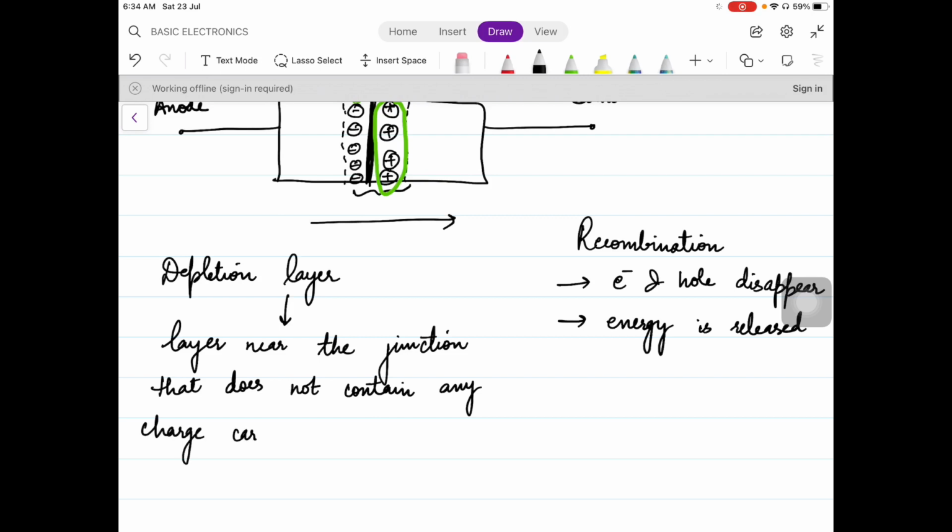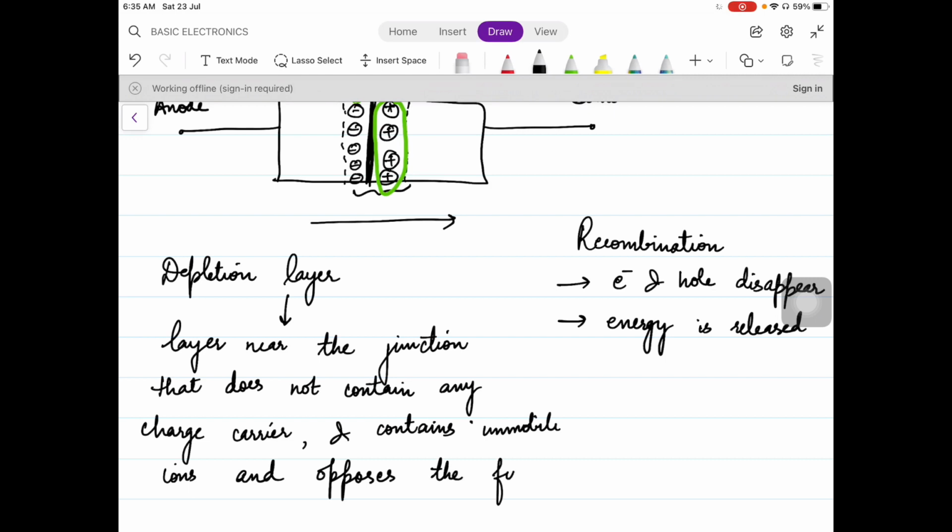Now you must tell what it contains then. So it contains only immobile ions. This is the third thing. And the last thing that you must tell in the definition of depletion layer is that it opposes the further flow of charge carriers across the junction.